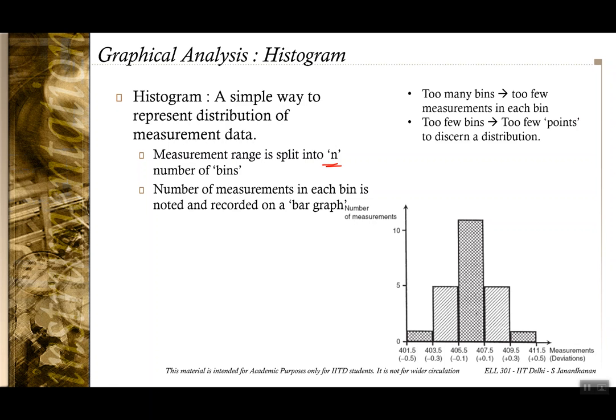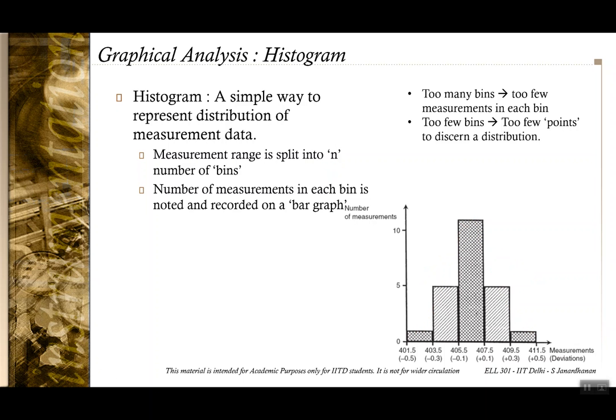Because if there are too many bins, then there will be too few measurements coming in each bin, and if there are too few bins, then there are too few points overall. So too few bins would mean that there are too few points to discern what the distribution is. Now in this case, if there are 5 bins, you are able to say that the distribution has a shape something like this. Instead of that, if you only had 3 bins, okay, then you have much less information about the shape of the distribution. So an optimal number of bins has to be figured out.